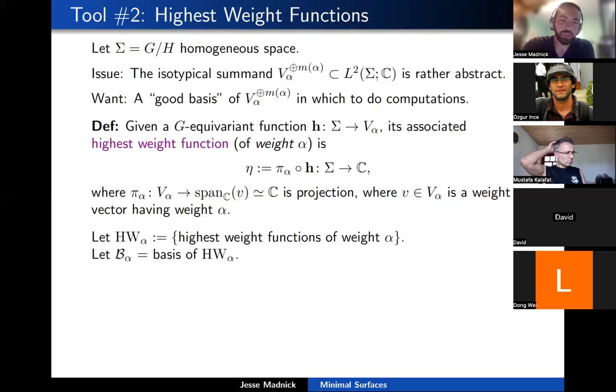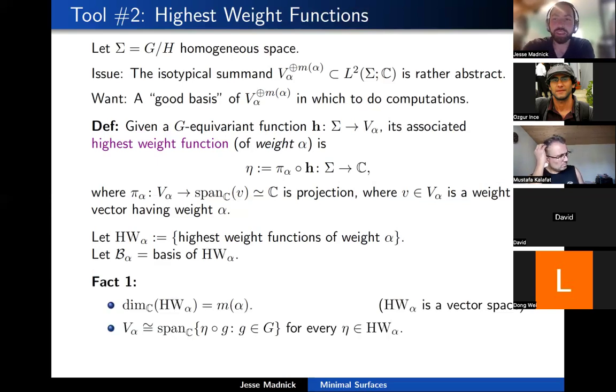So what does this do for you? It turns out that these highest weight functions have a lot of really wonderful properties for our purposes. So let HW sub alpha denote the set of highest weight functions of weight alpha. And that's not just a set, that's actually a complex vector space. Right? You can add two highest weight functions and get another one. You can scale by a complex number and get another one. So this is a vector space, so it has a basis. And I'm going to let B sub alpha denote a basis of this vector space.